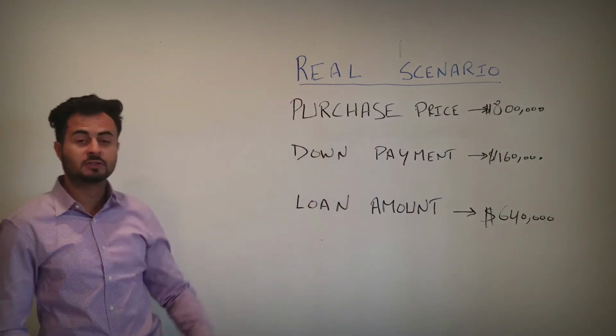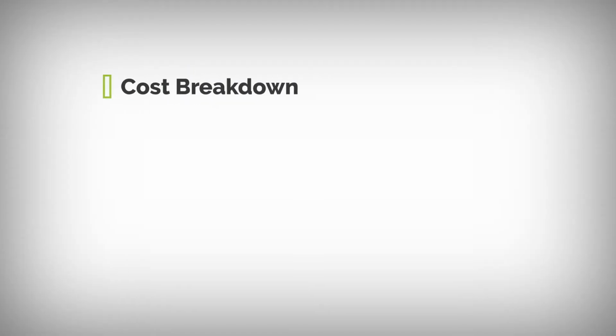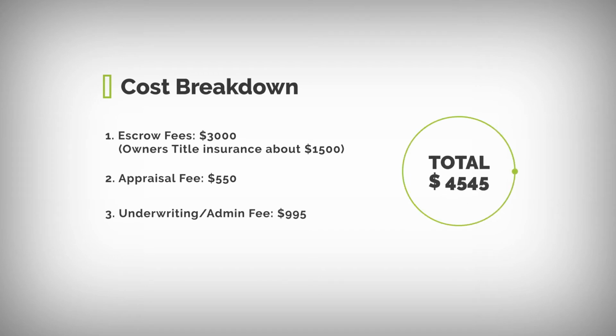Based on this type of scenario, now let's look at your actual closing costs. Starting off with escrow fees, your escrow fees will be $3,000. Now if you're doing a refinance and not a purchase, your escrow fees will be half of that, around $1,500, because you won't have an owner's title policy. But if we're going off of this scenario and you're purchasing a property, your escrow fees will be $3,000. The second fee, the appraisal fee, will be around $550. Now it could be a little less than that, but I always like to overestimate a little bit to give you realistic numbers. The third fee, your underwriting or admin fee, will be around $995. And your total comes out to $4,545.